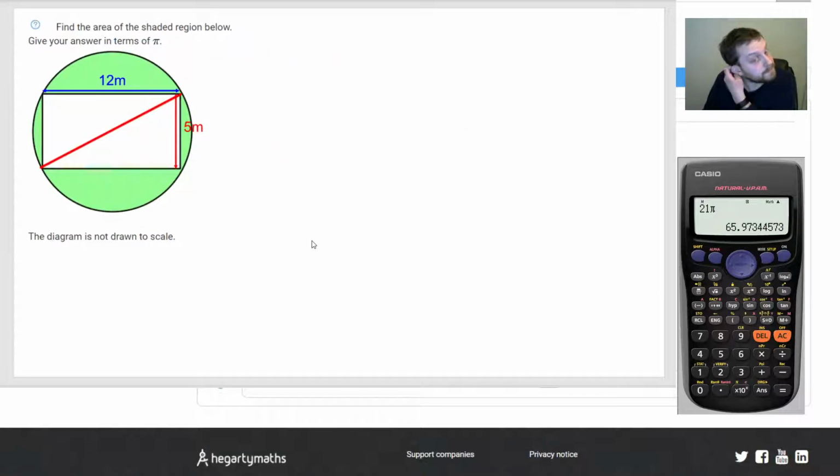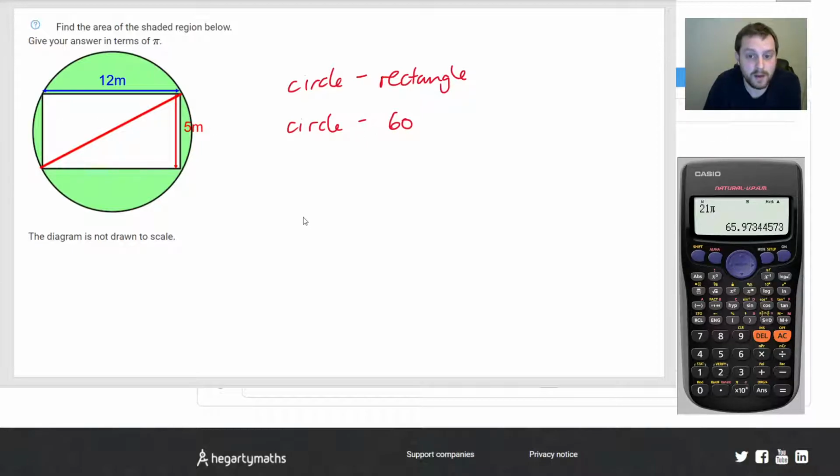Right, last question. So this is a circle minus a rectangle. The circle we'll deal with in a second. The rectangle is just going to be 60, 12 by 5. And then how do we find out the area of the circle? We need to know what pi r squared is, and therefore we need to know what the radius is.